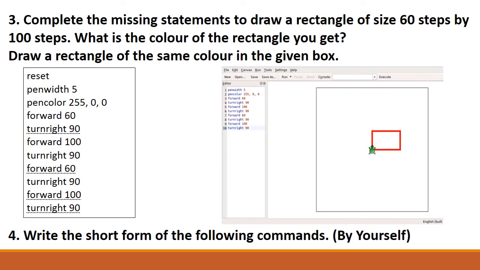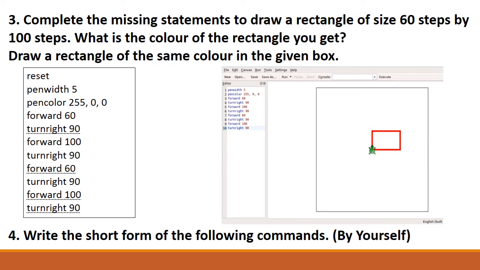Question number 3, complete the missing statements to draw a rectangle of size 60 steps by 100 steps. What is the color of the rectangle you get? Draw a rectangle of the same color in the given box. Some commands are given to draw a rectangle of size 60 steps by 100 steps. Some commands are missing. You have to complete the missing commands to draw a rectangle in the KTurtle window.